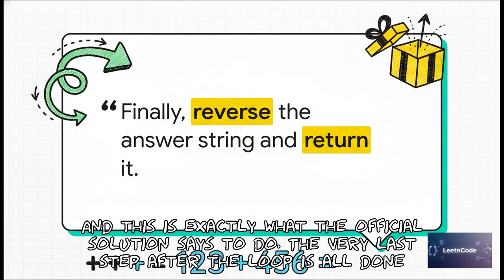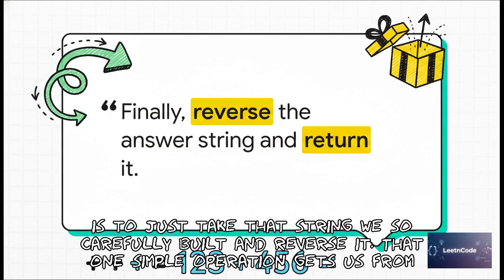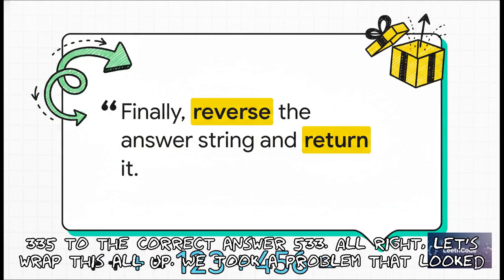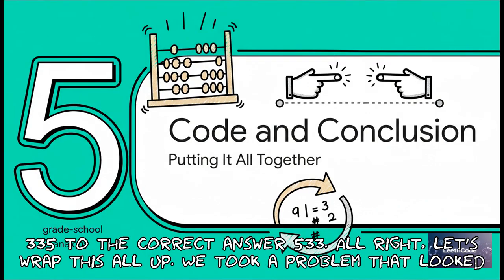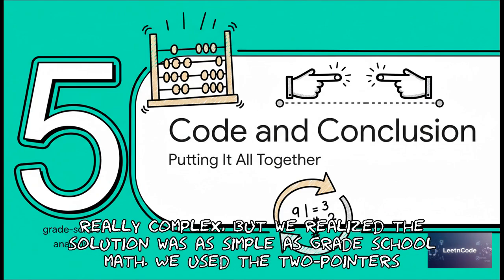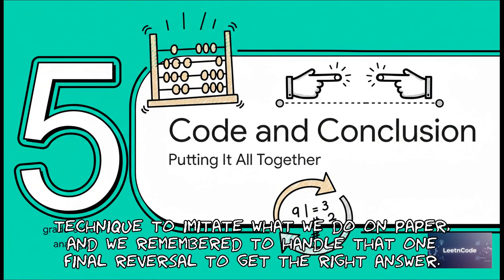And this is exactly what the official solution says to do. The very last step, after the loop is all done, is to just take that string we so carefully built and reverse it. That one simple operation gets us from 335 to the correct answer, 533. All right, let's wrap this all up. We took a problem that looked really complex, but we realized the solution was as simple as grade school math. We used the 2 pointers technique to imitate what we do on paper, and we remembered to handle that one final reversal to get the right answer.